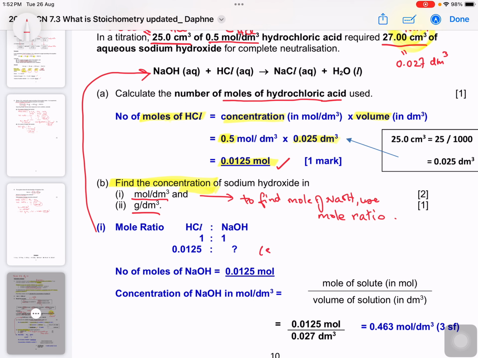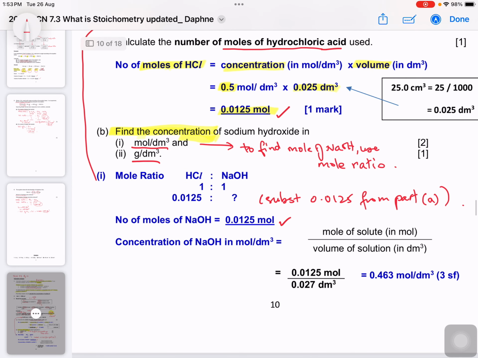All right, substitute 0.0125 from part A. Okay, then of course it's 1:1. That means that the mole of NaOH will also be the same, which is 0.0125. Okay, but that's not our unknown. What's our unknown? Our unknown is concentration. So after we know the mole, now we can calculate the concentration.